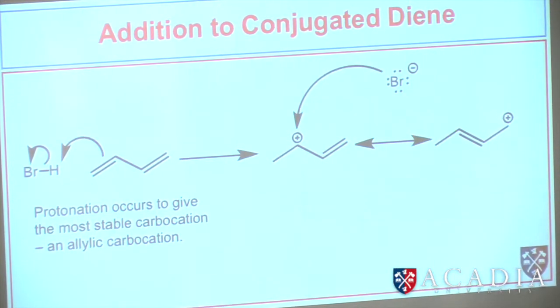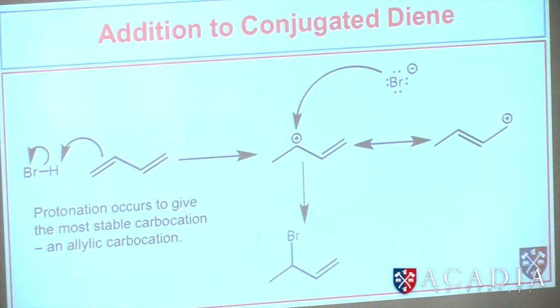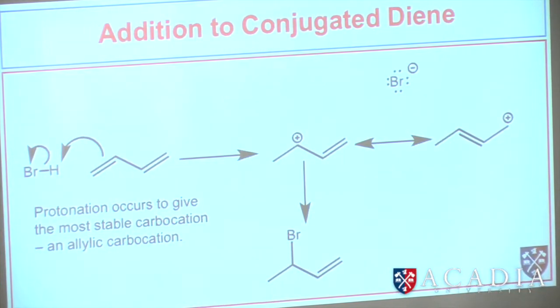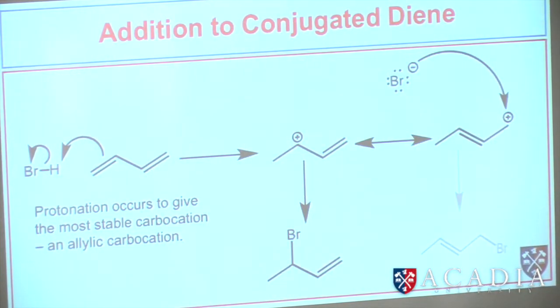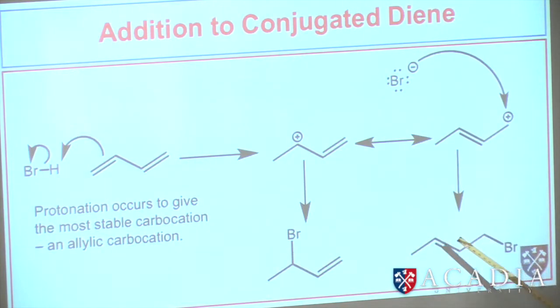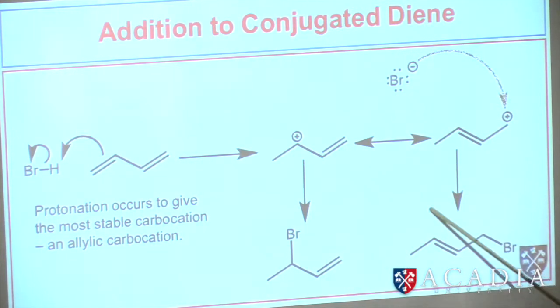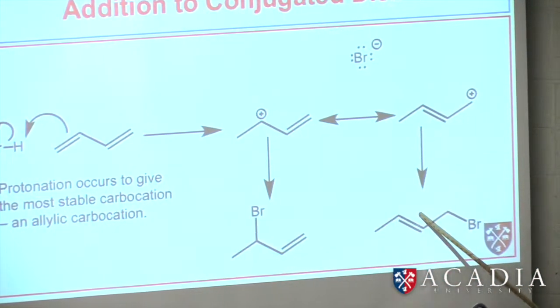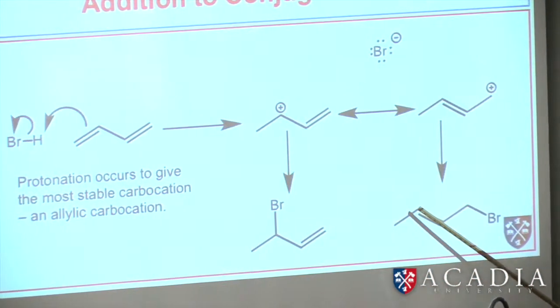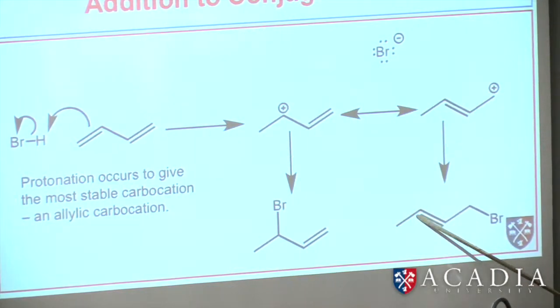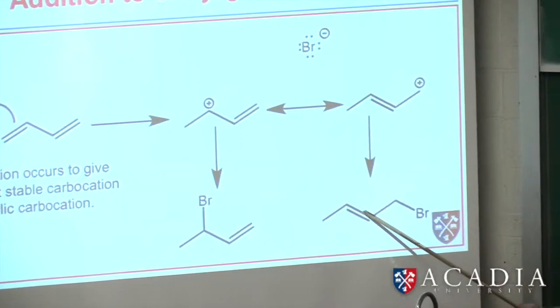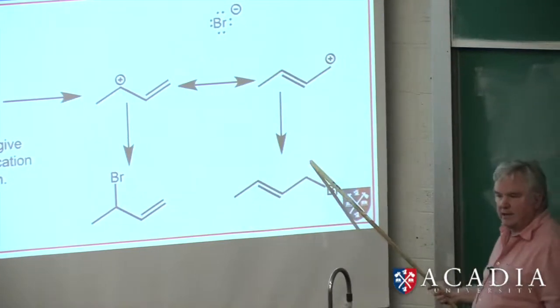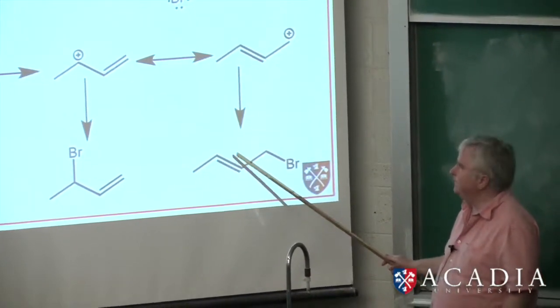So it can attack the 2 position, and we get 1,2 addition, or it can attack the 4 position, and we get 1,4 addition. As it turns out, this is a more substituted alkene. Remember, more substituted alkenes are more stable than less substituted alkenes, and trans alkenes are more stable than cis alkenes. So this is the thermodynamically favored product.